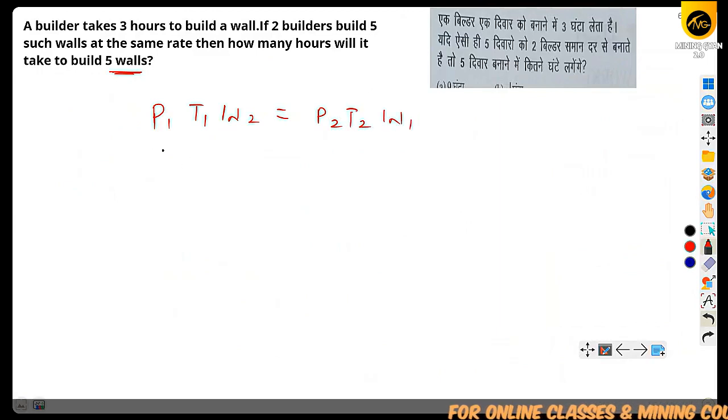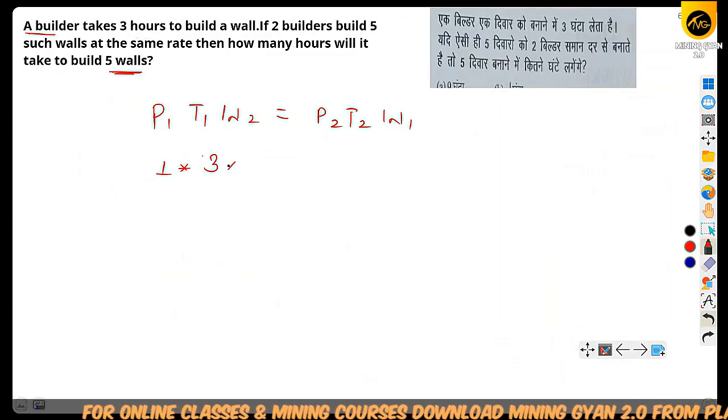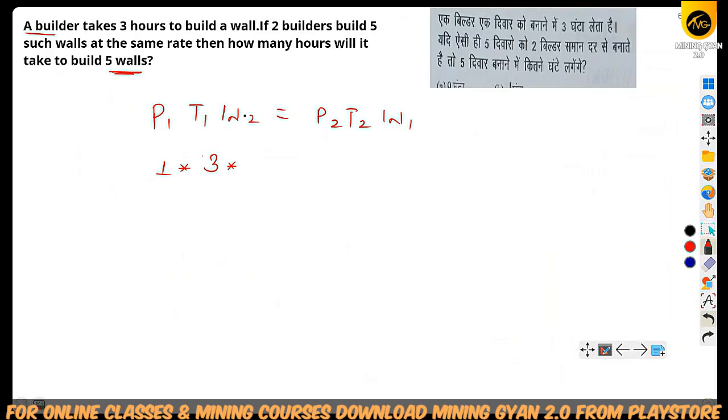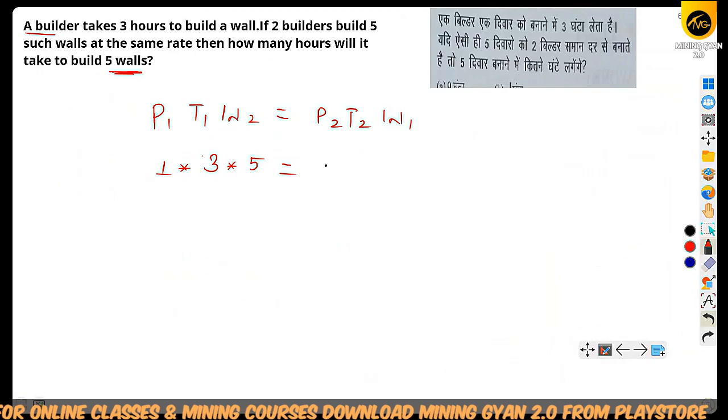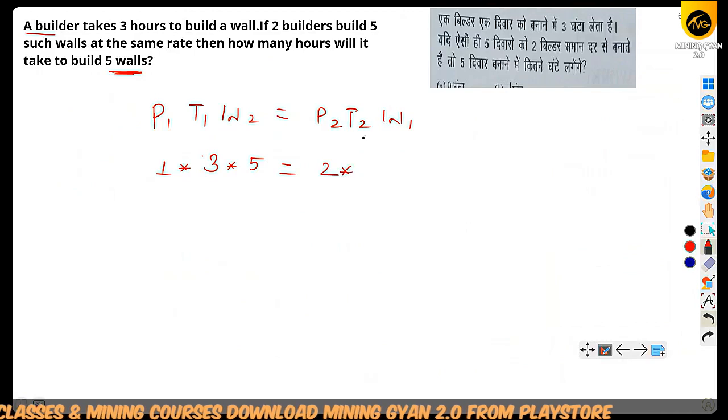So number of P1, that means one builder, so 1 into time duration. It takes 3 hours to build a wall, so T1 is the 3 hours. And the number of walls, so this is W2, the second portion, that means 5 walls, is equal to the number of persons. So in the second case, the condition is 2 builders, so P2 means 2 builders, 2 into the time duration.